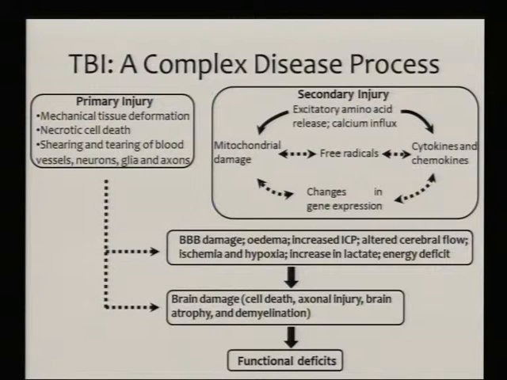TBI is not a single event, as you all know. It's a very complex disease process. It has both a primary as well as a secondary injury. As a result of the external force, mechanical tissue deformation happens, and at the same time it also causes neuronal depolarization and an influx of calcium ions. Then the secondary injury is initiated, and many neurotransmitters, especially aspartate and glutamate, are released. They attach to their receptors and cause calcium influx, which in turn damages the mitochondria.